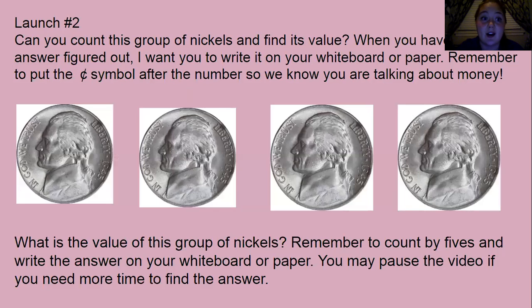I'm going to read it to you now. Can you count this group of nickels and find its value? When you have the answer, I want you to write it on your whiteboard or paper. Remember to put the cent symbol after the number so we know you're talking about money. So go ahead and get out your whiteboard or paper again and tell me what is the value of this group of nickels. Remember to count by fives and write the answer on your whiteboard or paper. If you need more time after I'm done, you can pause the video and keep working. But go ahead and take some time now to work on this.